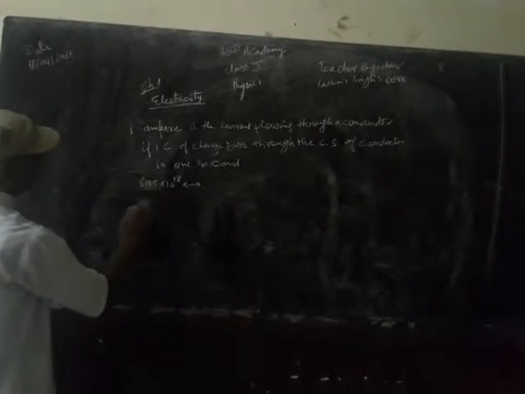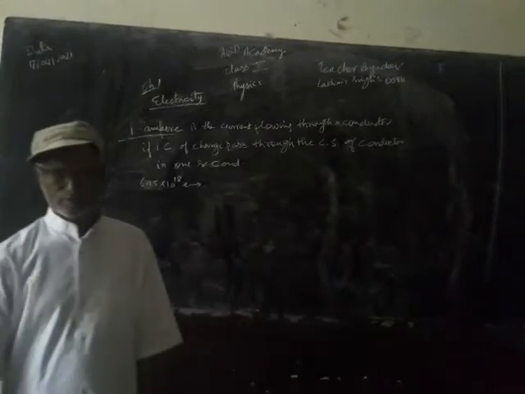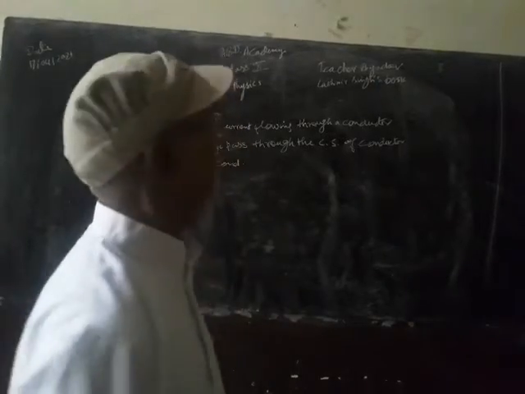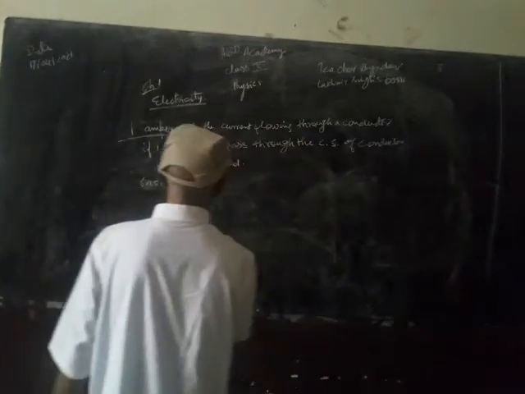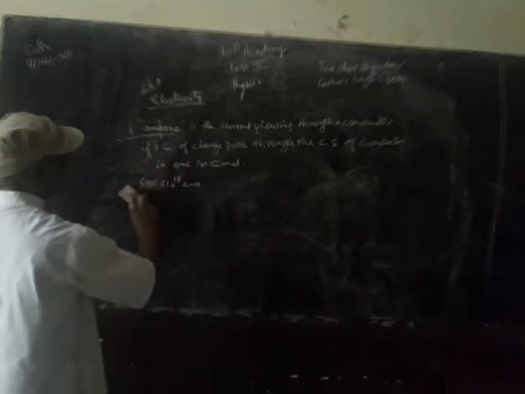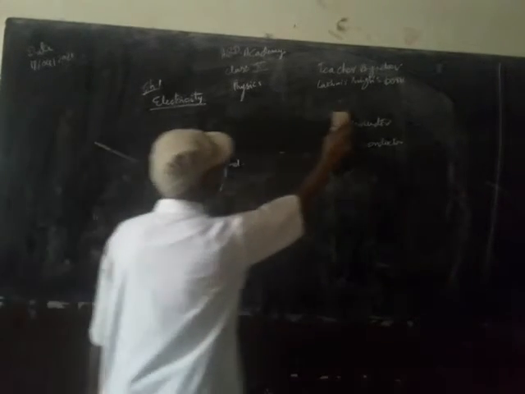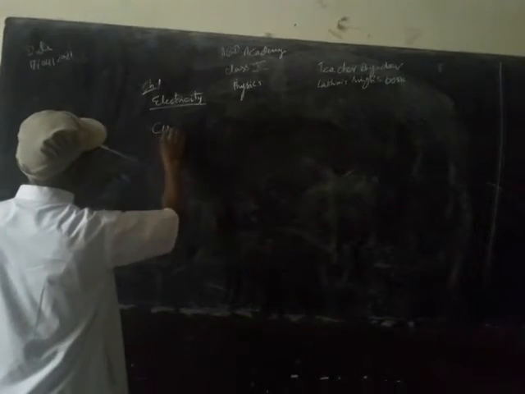This is the definition of the unit of current in electricity. Try to understand it. What is the unit of current? Ampere, that I told you. But what is current? The rate of flow of charges in a conductor is called current. Before that, we have to understand the definition of current.